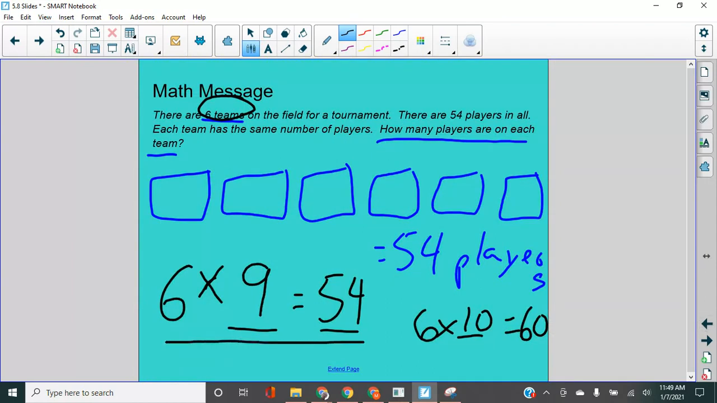And you might be thinking, well, that's kind of like backwards division. And you're right, right? It absolutely is. We're going to be thinking about the factors. That we're going to have a missing factor. These numbers right here are the factors.